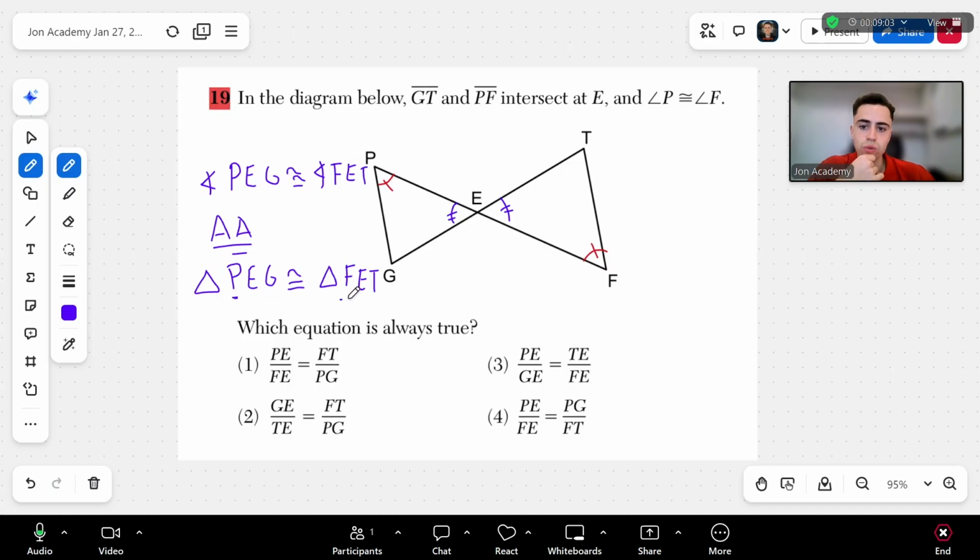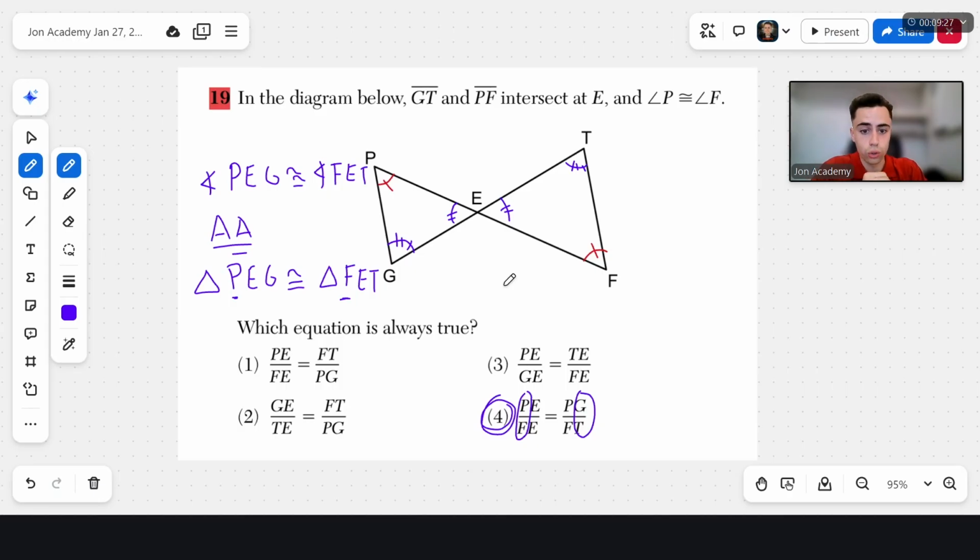And angle P is with F. So P with F, that's going to be here, no? As we see, PF, and then the angle at G is also going to be congruent with the one at T, no? So that's going to be this fourth option, therefore, because corresponding parts of corresponding triangles are congruent, no?